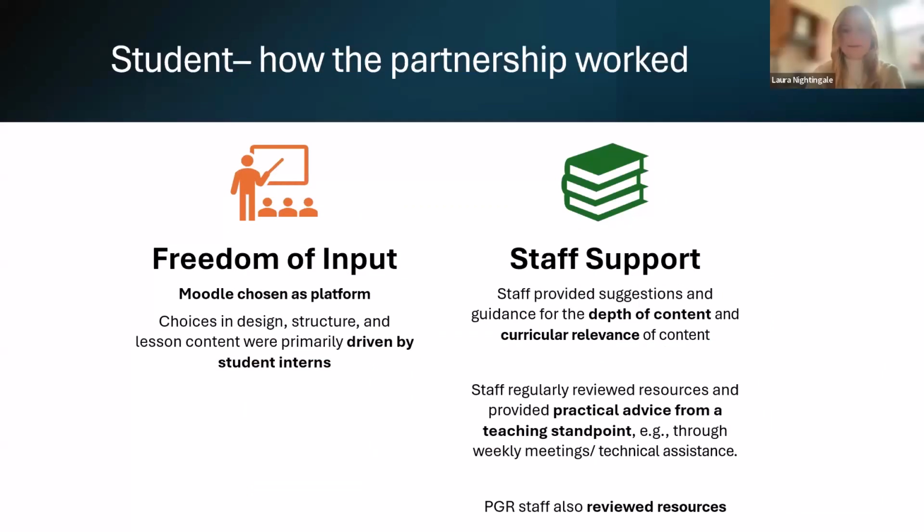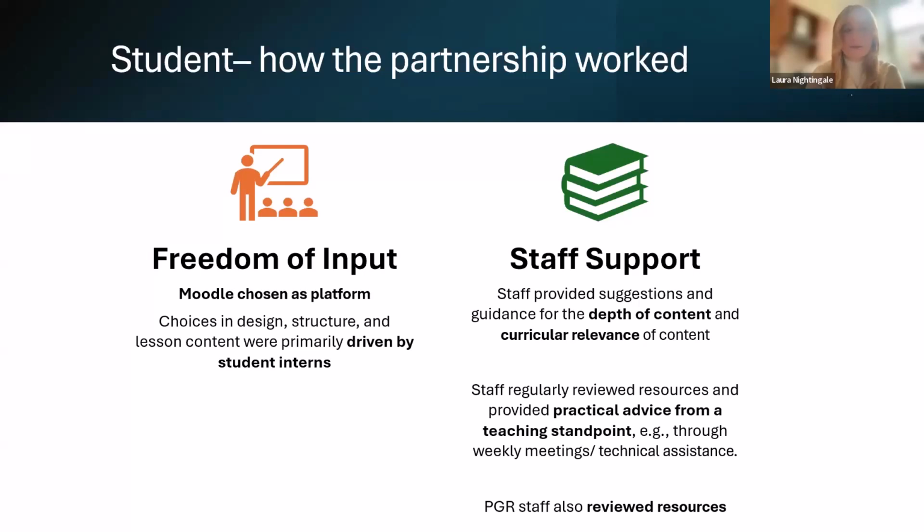Hello, my name is Laura, and I was one of the 2 student interns involved in the project. I'm also a 4th-year medical student. So I'm just going to briefly explain from my perspective how the partnership worked. So I had a freedom of input for design of the resources.